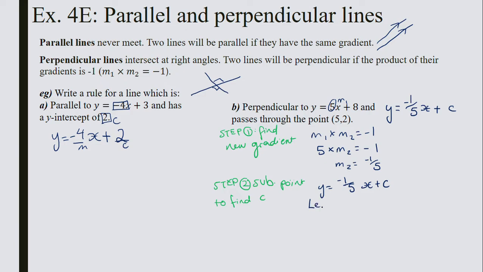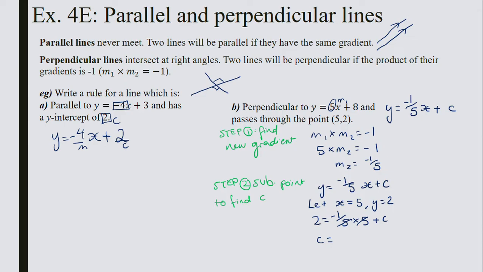We're going to say let, so we're substituting. I don't mind if you use the word sub x, okay, but let x equal, here in the point, 5, and y equal 2. So 5, 2 is the coordinate given to us here in this equation. So we'll substitute these points in. We now get 2 equals negative 1/5 times 5 plus c. Well, 1/5 of 5 is just 1, so we end up with negative 1.